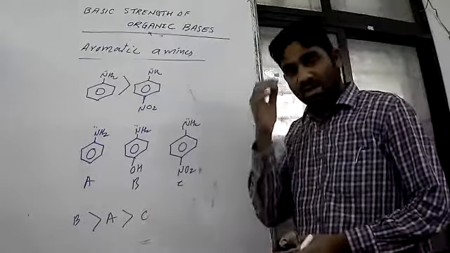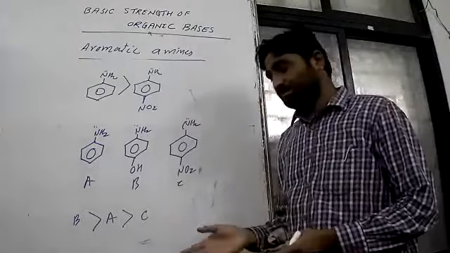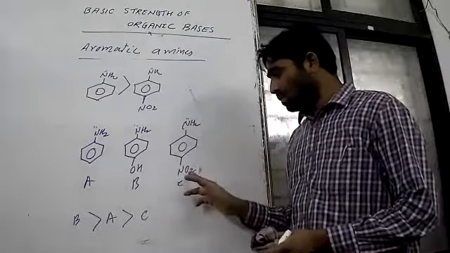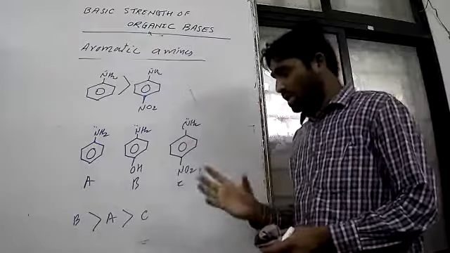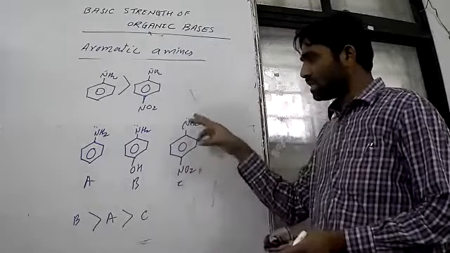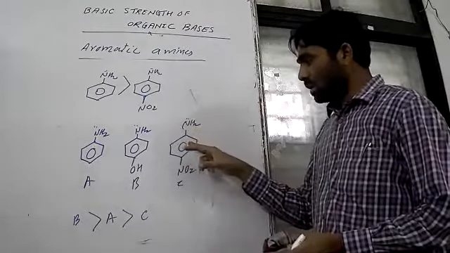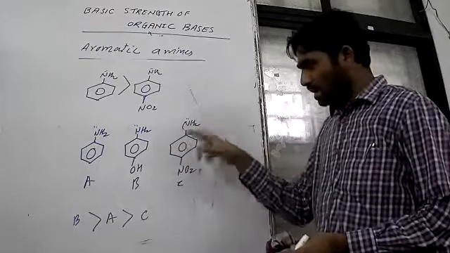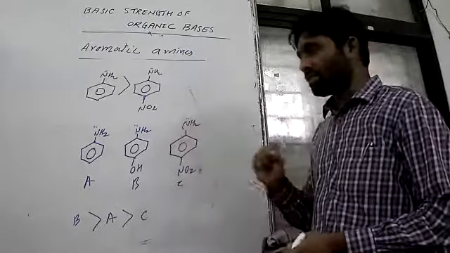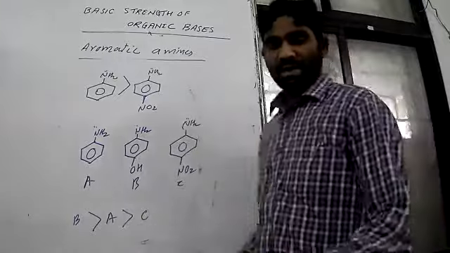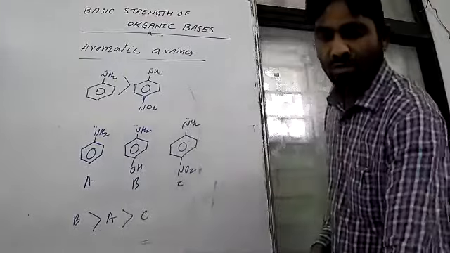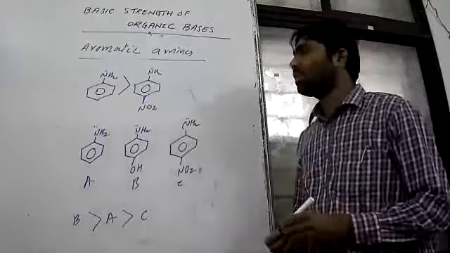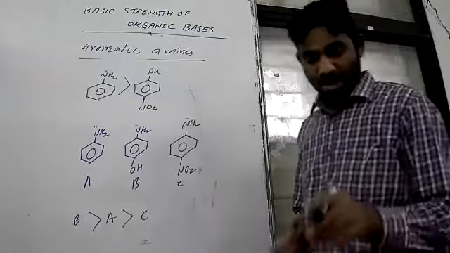The reason is very simple. Because of the NO2 electron withdrawing group, it withdraws electrons and makes the nitrogen lone pair involved in the ring, and hence it acts as a weak base. So I hope you understand this idea. If you have any questions, you can ask on the basis of this concept. Any question from you?